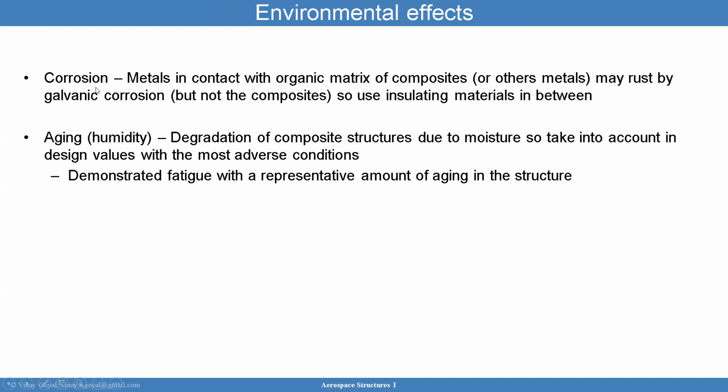Corrosion is something we've talked about, is metals in contact with organic matrix of composites, and you could have rusting by galvanic corrosion. We talked about that. You can insulate the materials in between to make sure that doesn't happen. Aging, like humidity. Degradation of composites can occur due to moisture. We covered this extensively, and you could have even thermal conditions affecting the composites.